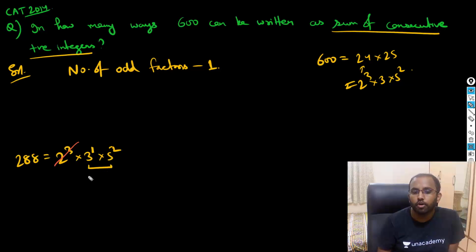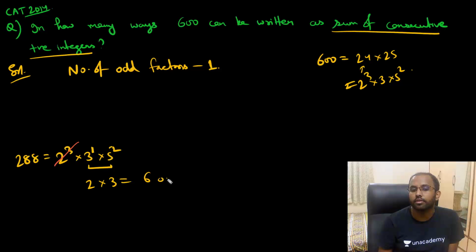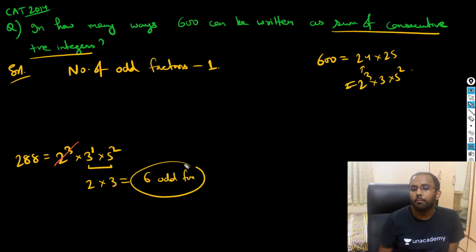What is the number of odd factors here, guys? Number of odd factors is 2 into 3, 6 odd factors. So what is my answer? My answer is 6 minus 1. That is 5 ways.